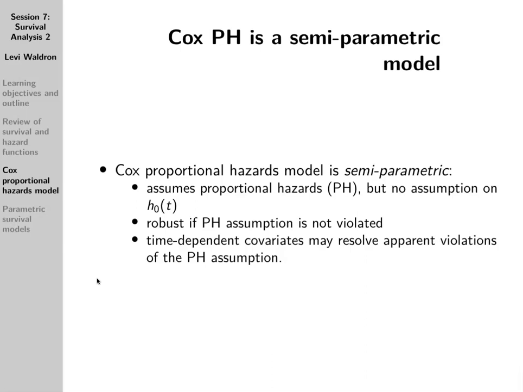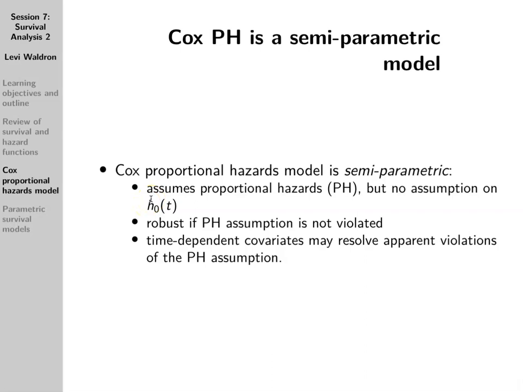So before we get into parametric survival models, I'm going to tell you that the Cox proportional hazards model is a semi-parametric model. What does that mean? It could mean a bunch of different things, but what I mean by it here is that it does make some assumptions. It assumes proportional hazards between the different groups. So that's a parameter, this proportional hazards. But there's no assumption on that baseline hazard. That can take any form at all.